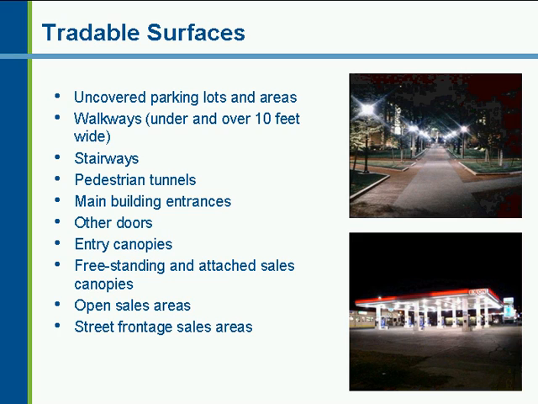Tradable surfaces, this is a list of the basic tradable surfaces. These are going to be the more common applications in most building exteriors: uncovered parking lots, walkways, stairways, pedestrian tunnels, main building entrances, other building entrances, canopies of pretty much any type, freestanding canopies, open sales areas, and street frontage. All of these are tradable surfaces. So, for example, if you didn't use all the wattage that you were allowed for a parking lot, you could apply some of that to a pedestrian tunnel or canopies, for example.